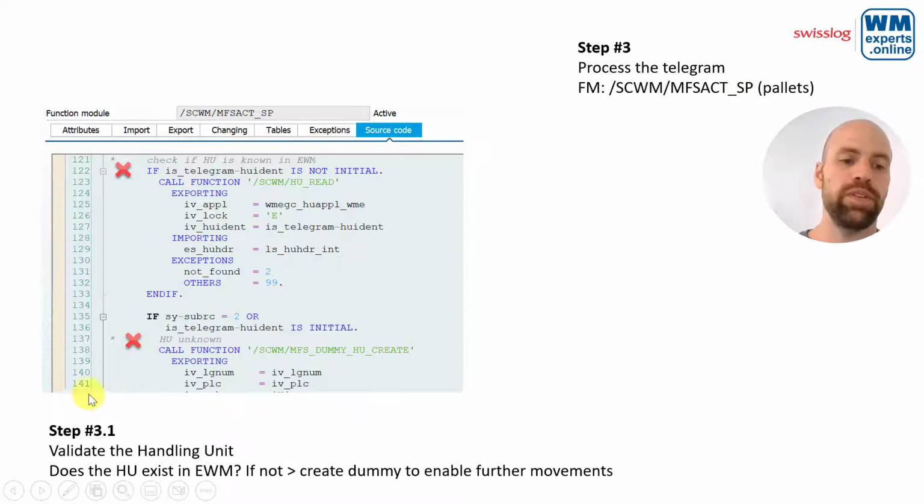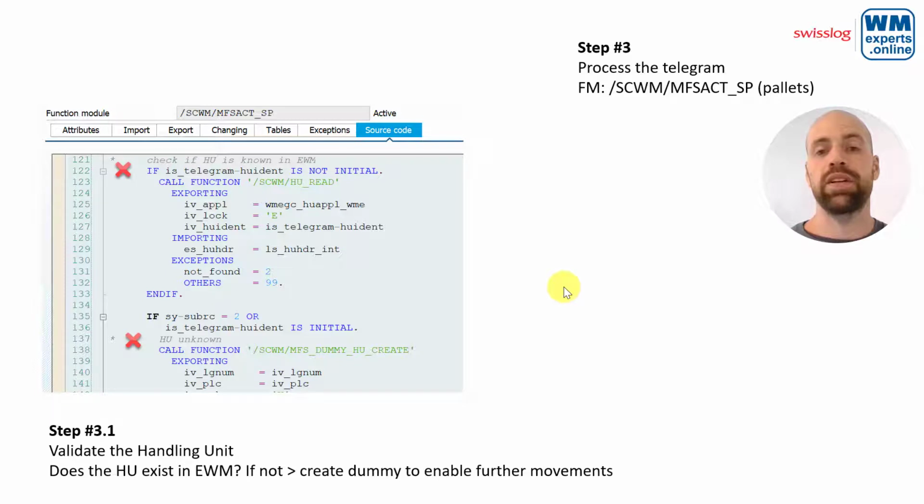The first step in this function module, 3.1, is to validate the HU. So does the HU actually exist in EWM? As said, we have a device there which reads data from the HU, reads the HU identification, and EWM checks, does this HU exist in EWM at all? Maybe there is a label on the pallet which has a number that is not an HU in EWM. If this is the case, EWM cannot move the object as such.